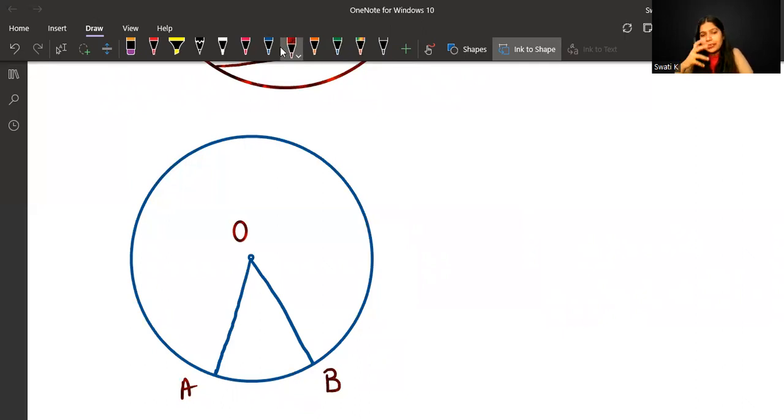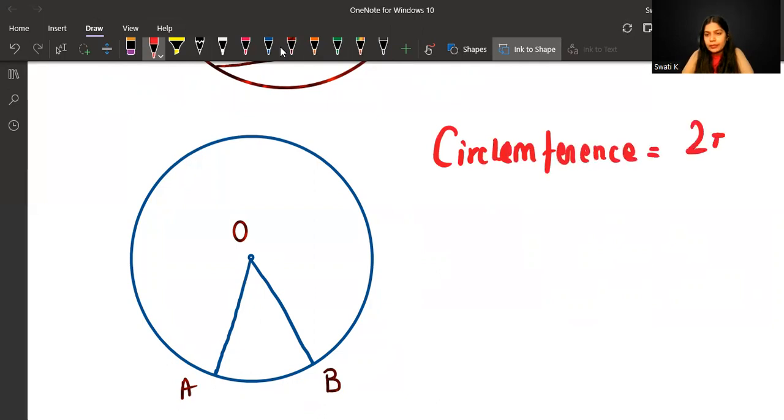Now, before finding the area and the perimeter of this minor sector, I also want to ask you one thing. If the circumference of a circle is 2 pi r, right? This length, this arc AB, also has some length, but that length is not 2 pi r for sure. That we need to find out. So the very first formula that we'll find out is the formula to find the length of the arc. And that is extremely simple to find.